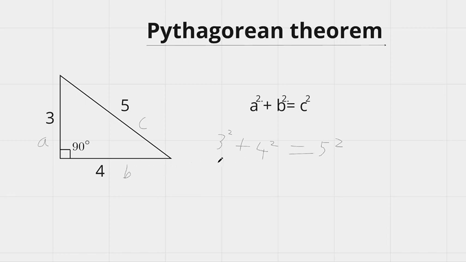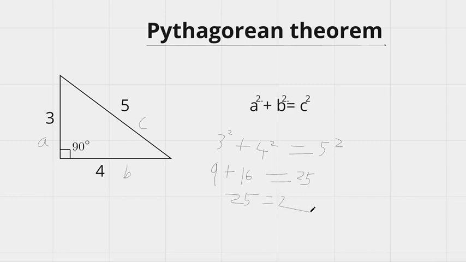So let's go ahead and solve this one. 3 squared equals 9, which is 3 times 3. 4 squared equals 16, 4 times 4. 5 squared equals 25, because 5 times 5 is 25. So what it's saying is that 25 equals 25.